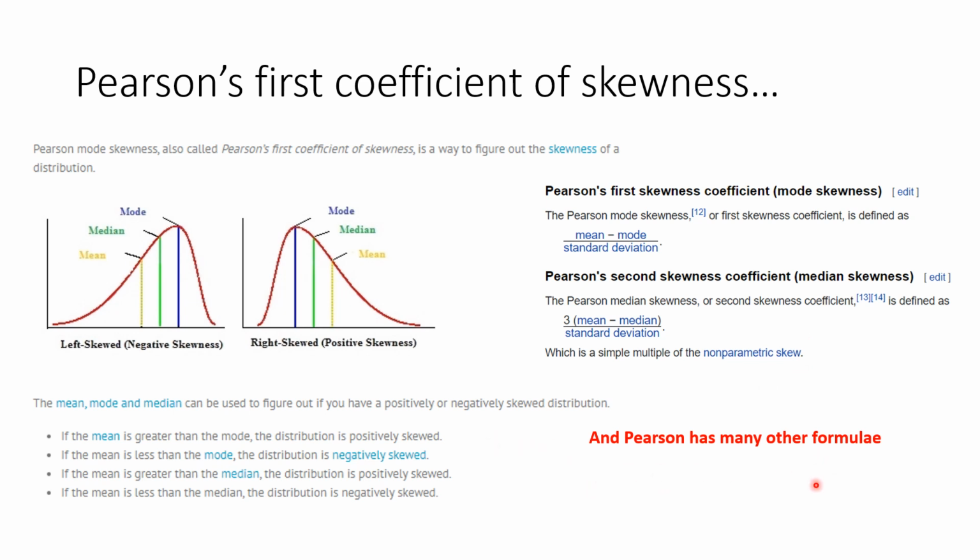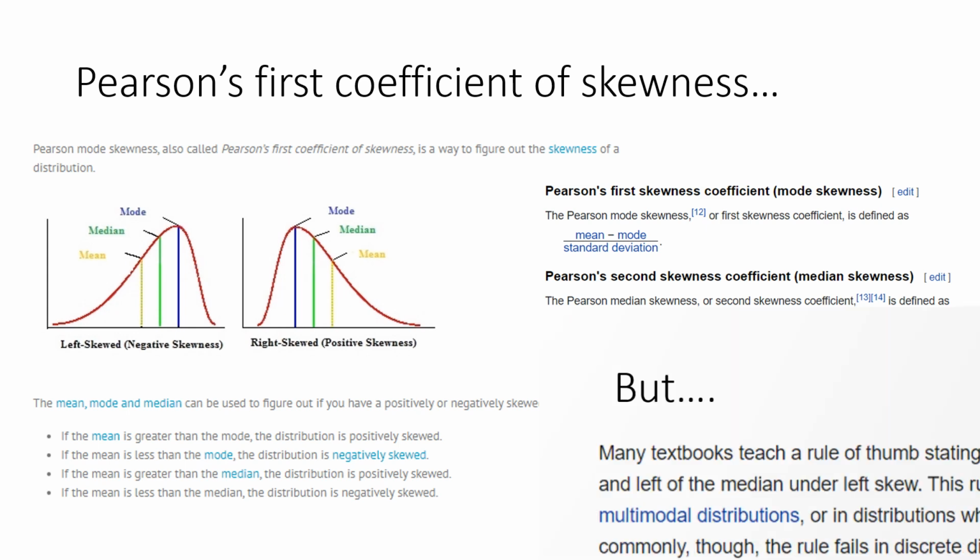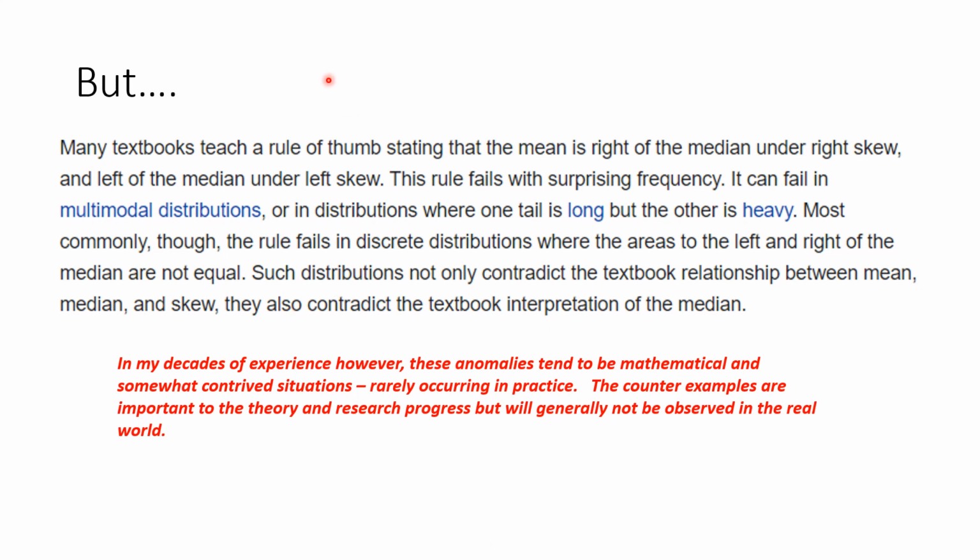And Pearson did much more with this. He was a heavy-duty researcher. But here are the pictures that he based these ideas on, and here are some of the conclusions about the positive, negative, right or left skewness of something. Many textbooks teach this as a rule for skewness, but this rule can fail with surprising frequency, and they talk about ways that it can fail.